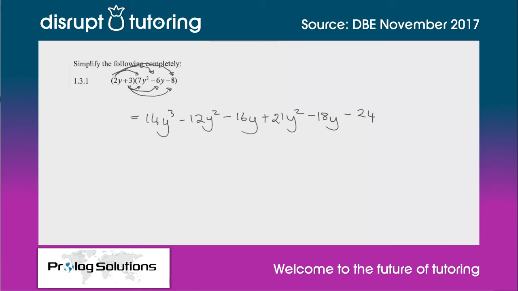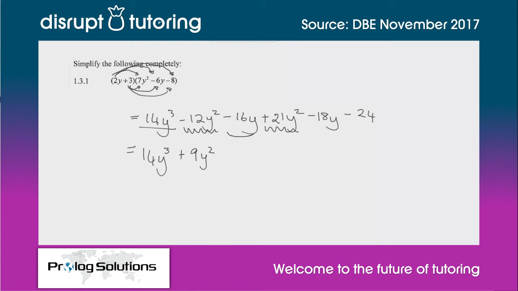Alright, now we look for like terms and we join them together and simplify. So we've got 14y cubed. Do we have any other y cubed? No, we don't, so that's the only term there, so we'll write it down. Then we have a minus 12y squared and a positive 21y squared, and it's really important that you take the sign into account. The sign is attached to the number. So negative 12 plus 21y squared is positive 9y squared.